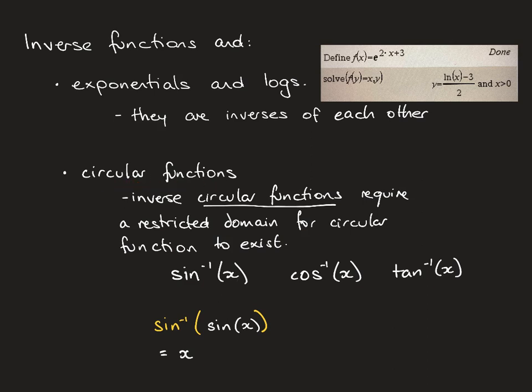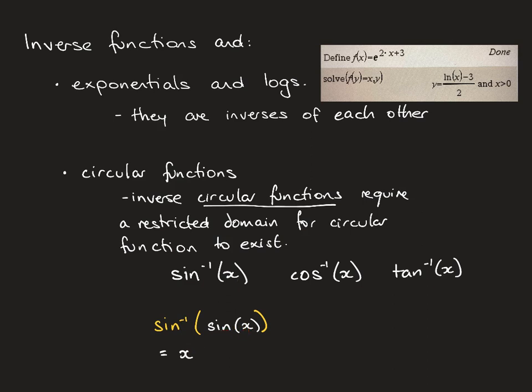For circular functions, the inverse circular functions, so inverse sine, inverse cos and inverse tan, they actually require a restricted domain for the original circular function if they're going to exist. If you're going to find inverse sine of something, whatever you're finding inverse sine of, you put in here. And just to show you that inverse sine is in fact the inverse of sine of x, if you find inverse sine and compose it with sine of x, you get x out.